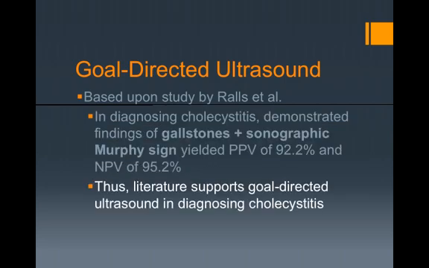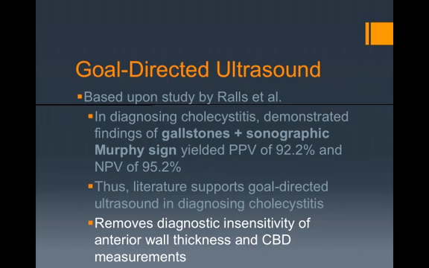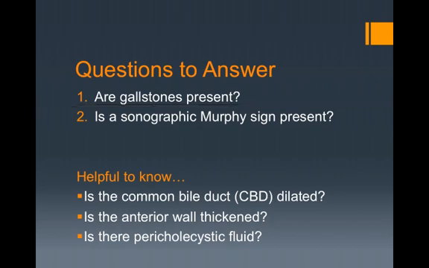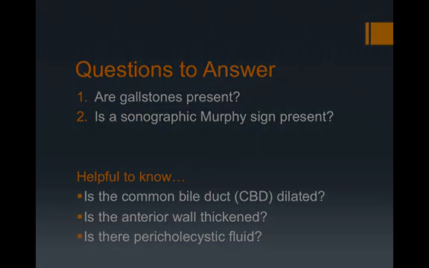This is important because it gives literature support to the goal-directed study idea, and it removes some of the diagnostic insensitivity of the anterior wall and common bile duct signs. Thus, your job when performing bedside ultrasounds of the gallbladder is to answer 2 questions. 1, are gallstones present? And 2, is a sonographic Murphy sign present? While it is helpful to ascertain whether a common bile duct is dilated, the anterior wall is thickened, or pericholecystic fluid is present, these are not necessary for diagnosis or disposition if the 2 principal questions have been answered.